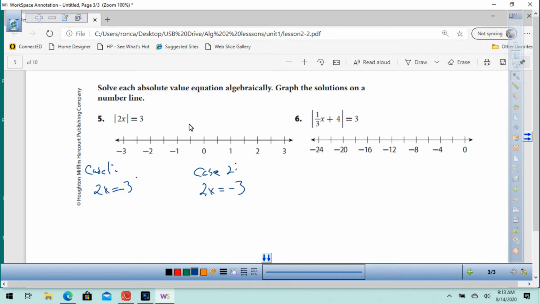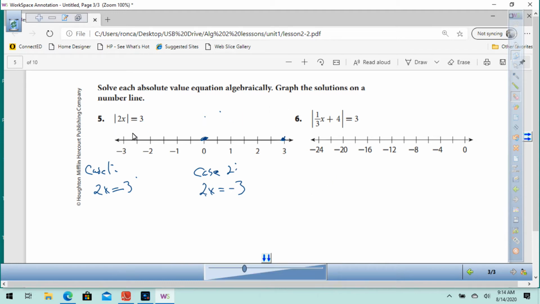Why do we have two cases? The definition of absolute value is the distance of some number from 0. On the number line, you have a positive direction and a negative direction. If something is 3 units from 0, here's 0, and 3 units would be 1, 2, 3. You also get 3 units in this direction. On the number line that's negative 3, but if you were to walk it, it would be 3 units. So absolute value is always positive.